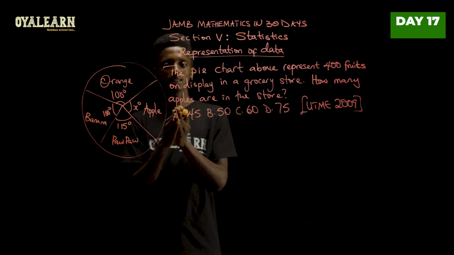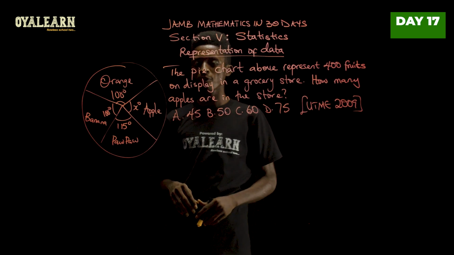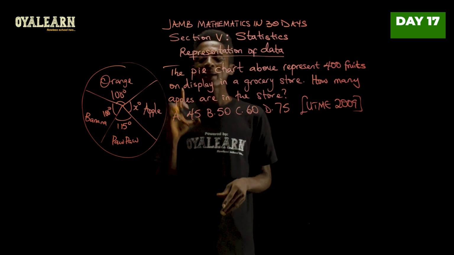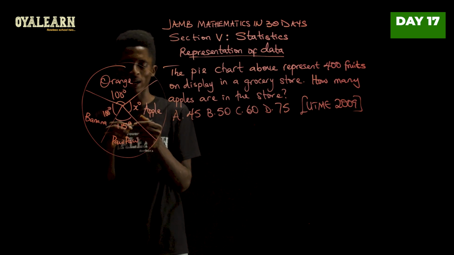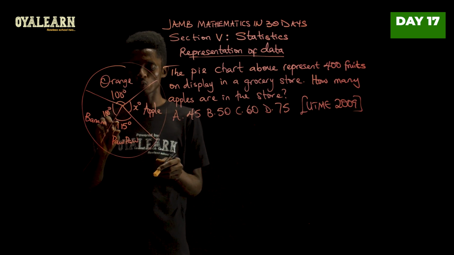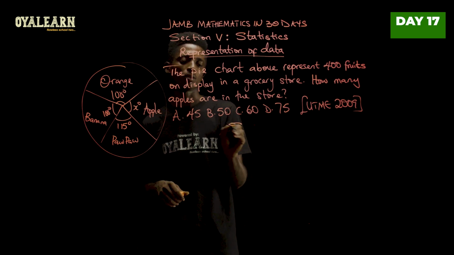This question says, the pie chart represents 400 fruits on display in a grocery store. How many apples are in the store? So given that this is the pie chart here, we have this to be 100, this is 100, this is 115. So let's calculate the angle of the sector for apple.